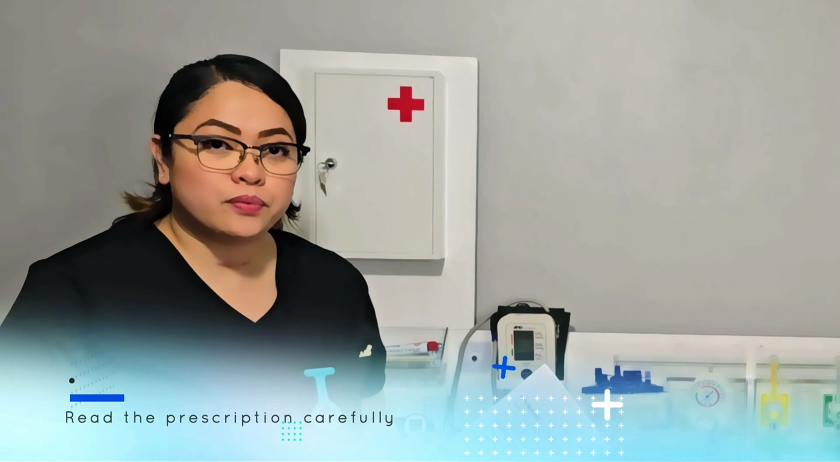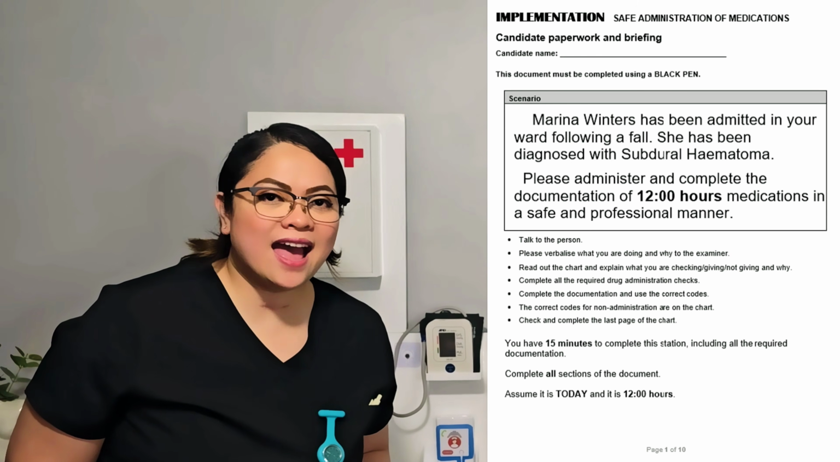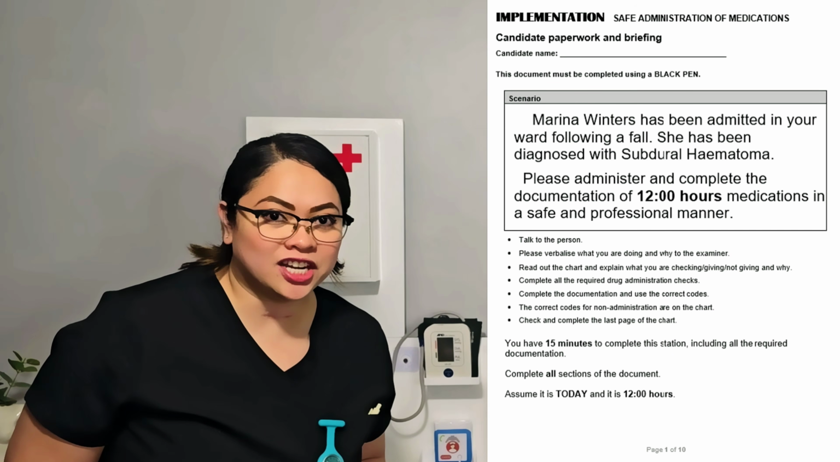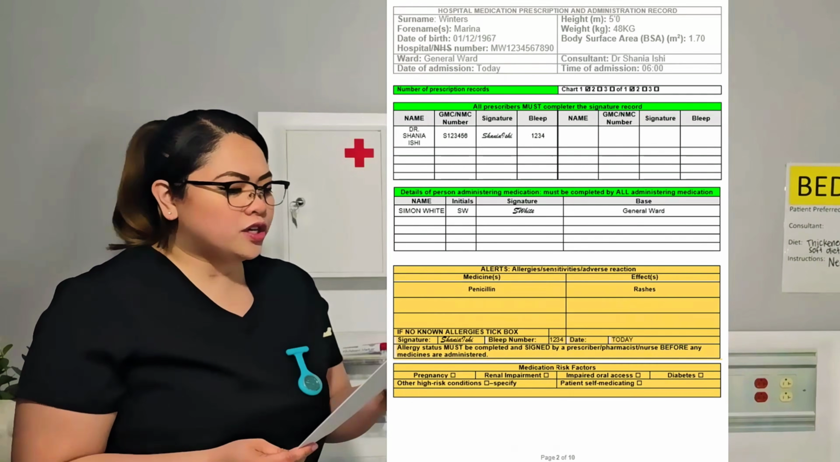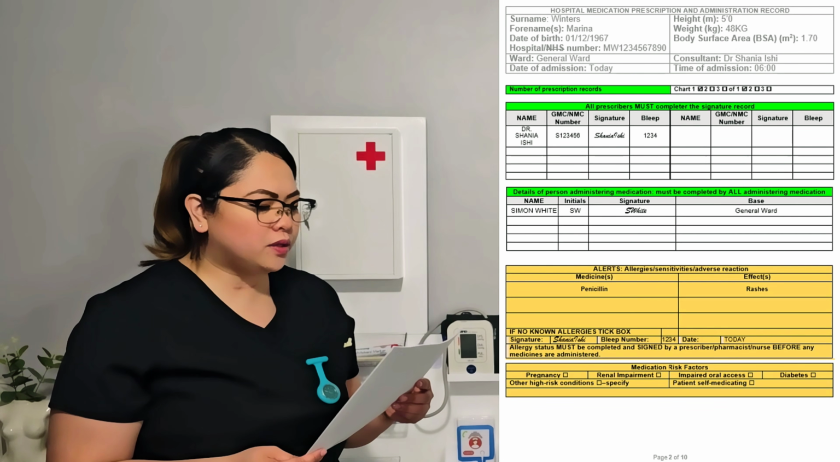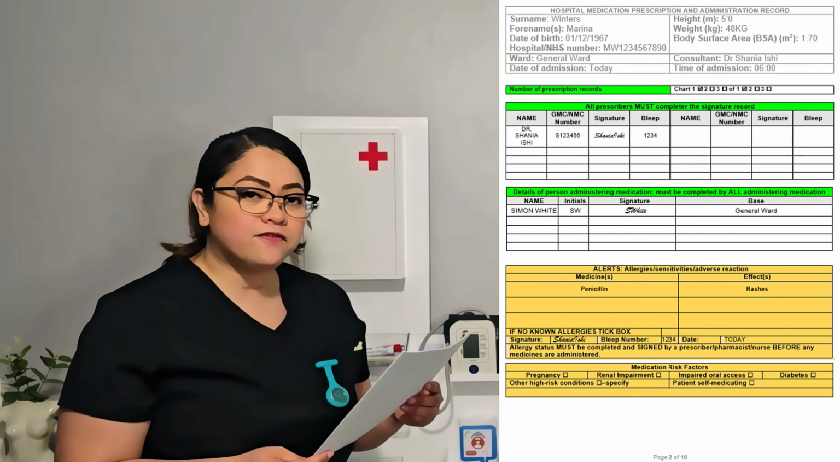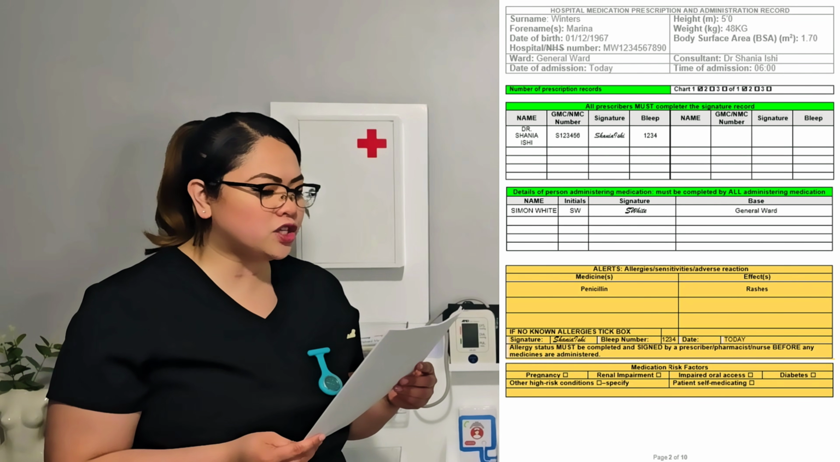Okay, before preparing the medication, I need to read the prescription. For you to be able to see the prescription, I'm gonna put it over there. Candidates, you only have 15 minutes for this procedure. So it's today and 1200 hours. Surname Winters, forename Marina, date of birth 1st of the 12th, 1967, hospital number is MW12345678990. The ward is general ward, date of admission is today.